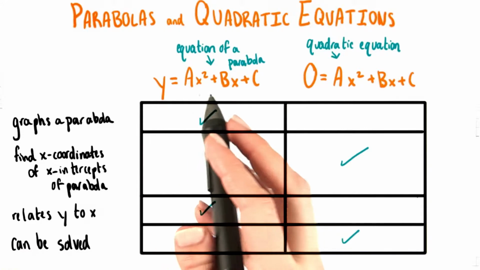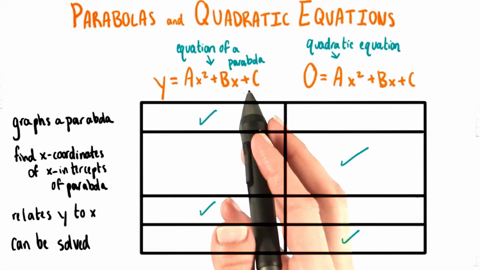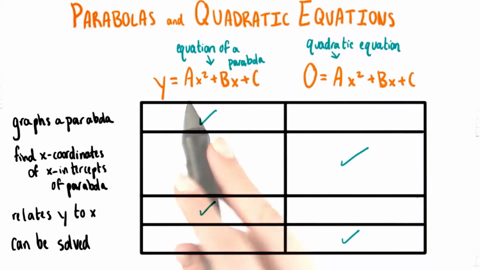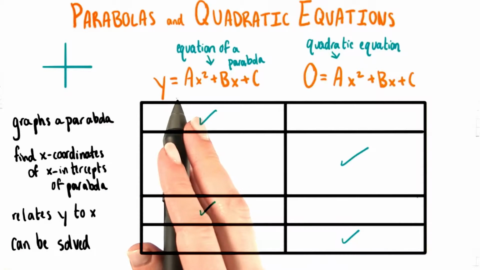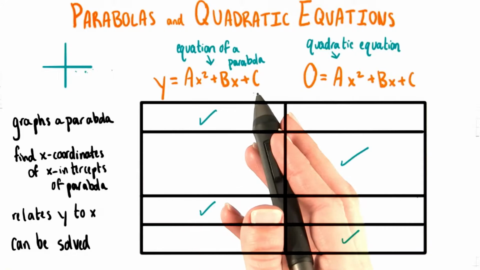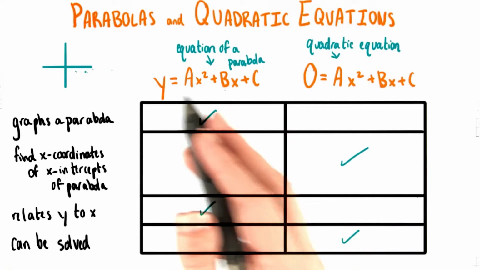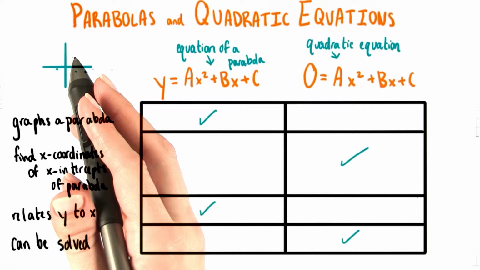Remember that this first equation, y equals ax squared plus bx plus c, is the equation of a parabola, written in standard form. Because this contains two variables, x and y, we can use it to graph points on a two-dimensional coordinate plane. For any value of x that we might want to consider, we can come up with a corresponding value for y, and then, of course, plot that point on our plane.